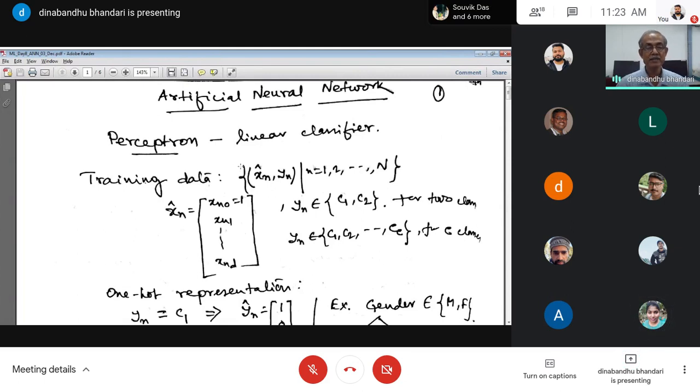So first, I'll try to discuss the perceptron, which is a neural network model, and perceptron we have already studied, right? That is how to find a line separating two classes. Now let us assume the two classes are separated linearly. A line can separate two classes, and for that particular data, how to design an artificial neural network.